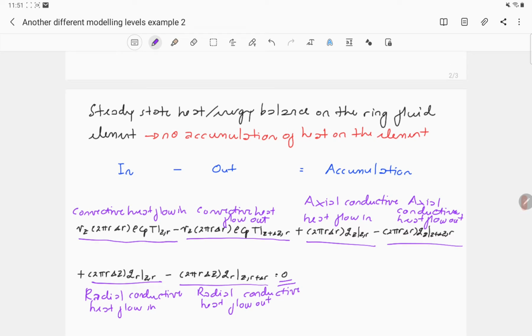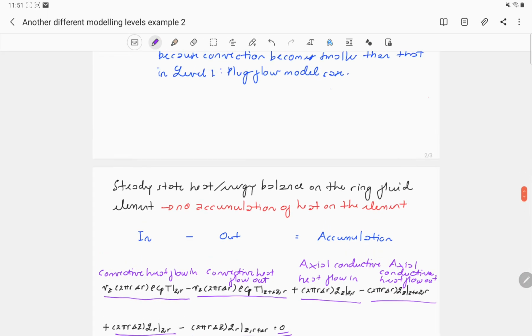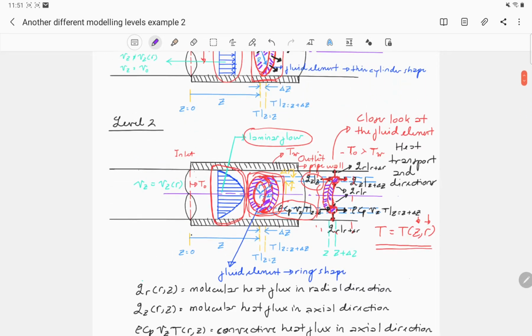Okay, what do I mean by these terms here? So the radial conductive heat flow in is basically this term here. Okay, this is the radial conductive heat flow in. This is the radial conductive heat flow out. And then the axial conductive heat flow in is this term here. The axial conductive heat flow out is this term here. Okay, and then the radial conductive heat flow in is this. The radial conductive heat flow out is that one.